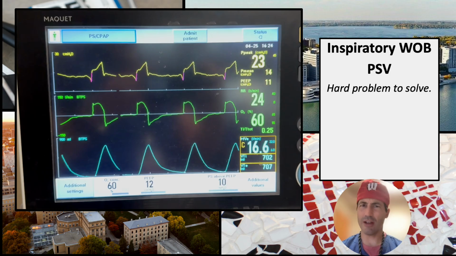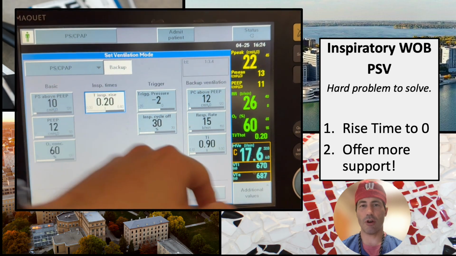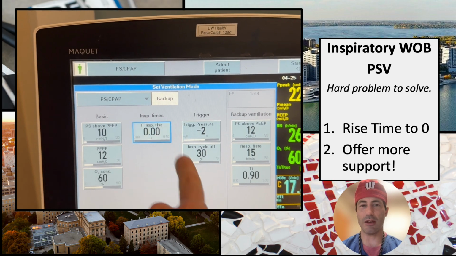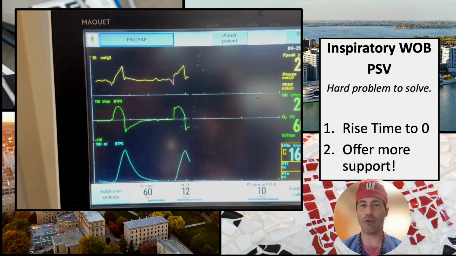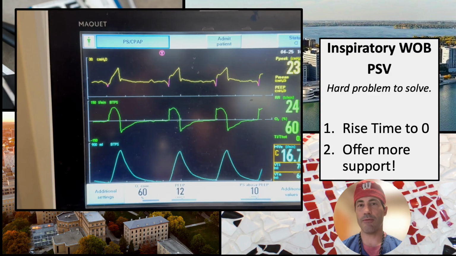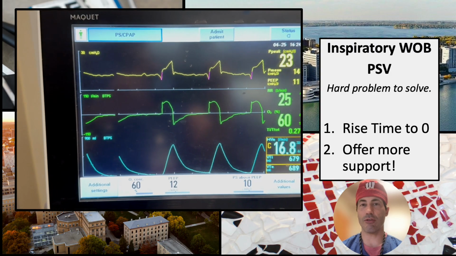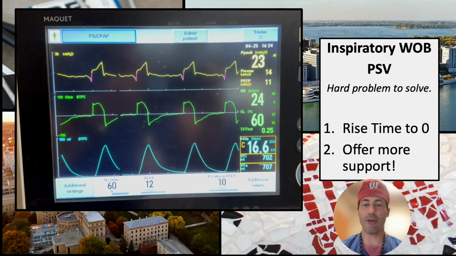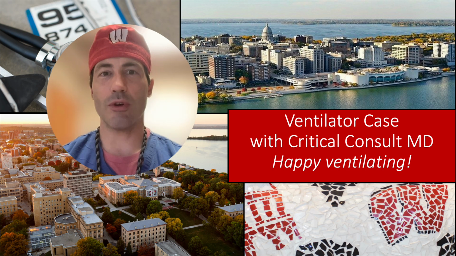So these are challenging dyssynchronies. They sometimes are very uncomfortable patients who are working hard, sweating, all this stuff. I first start by adjusting the rise time and making it fast, and then I move to offering more support if it's safe. If it's not safe or that doesn't solve it, I try to use things that decrease air hunger like narcotics. Hope you enjoyed the short case today.